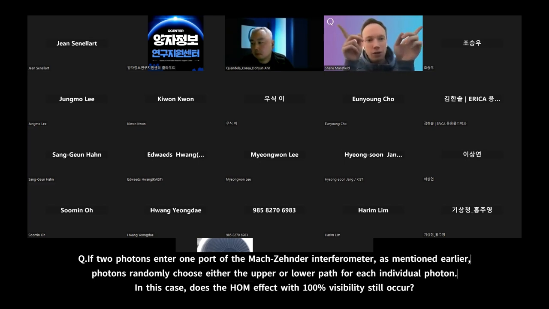But where you get Hong-Ou-Mandel, it's actually when you recombine them. As you know, with the Mach-Zehnder experiment, you can tune the phase on one of the branches so that the outputs vary. So you can choose the phase so that everything gets transmitted and everything gets reflected. You still do have a visibility phenomenon with Mach-Zehnder. So it's not quite Hong-Ou-Mandel, the Mach-Zehnder interferometer.